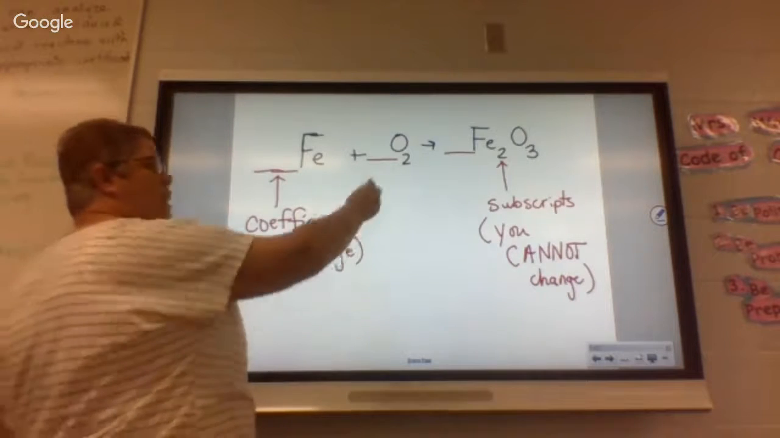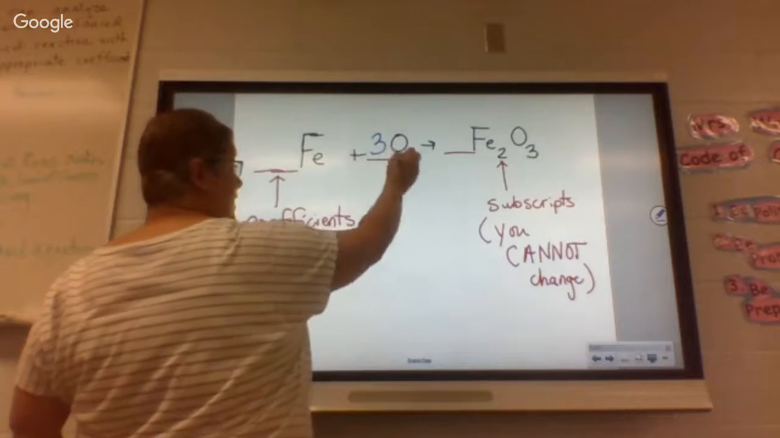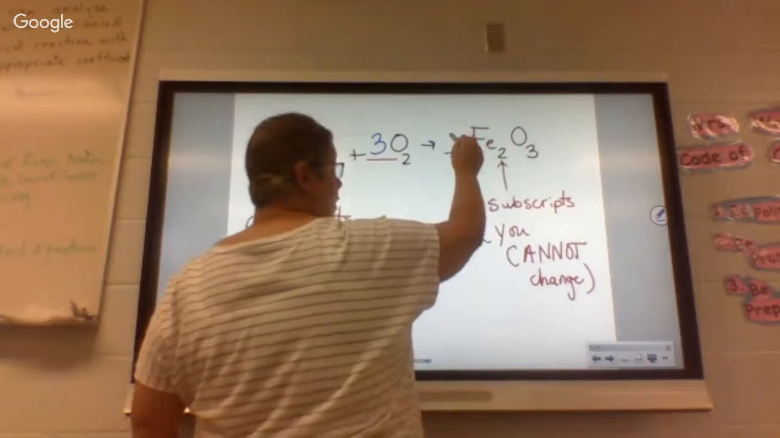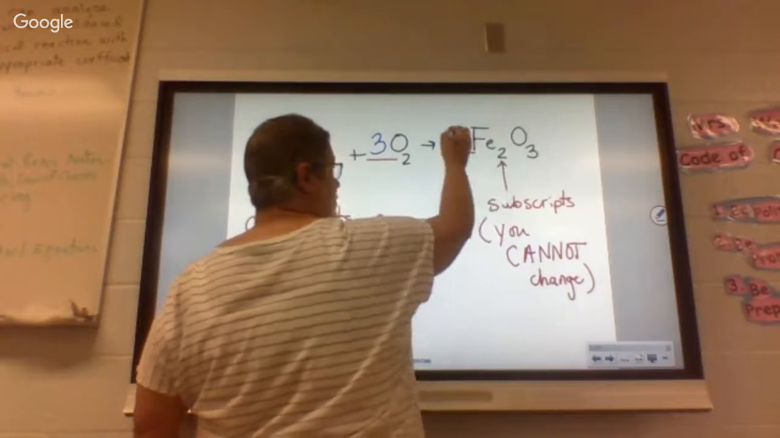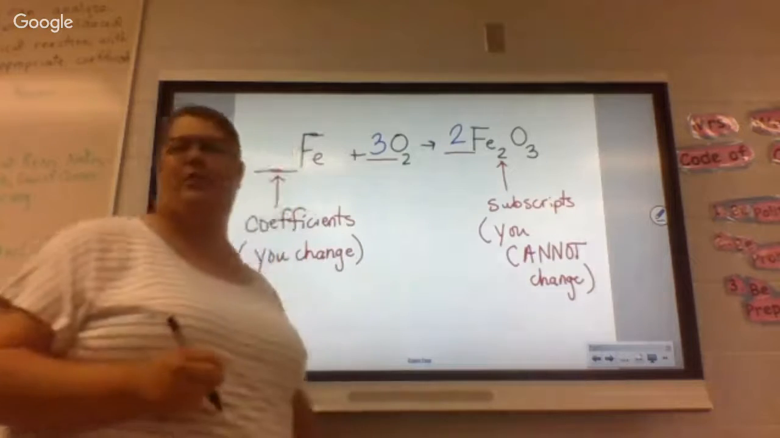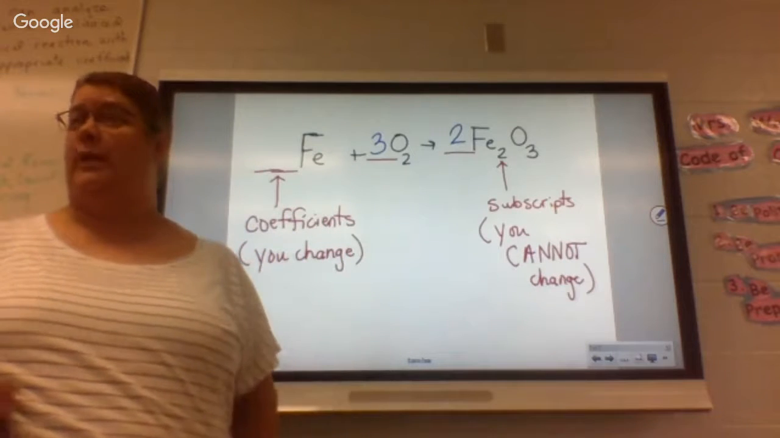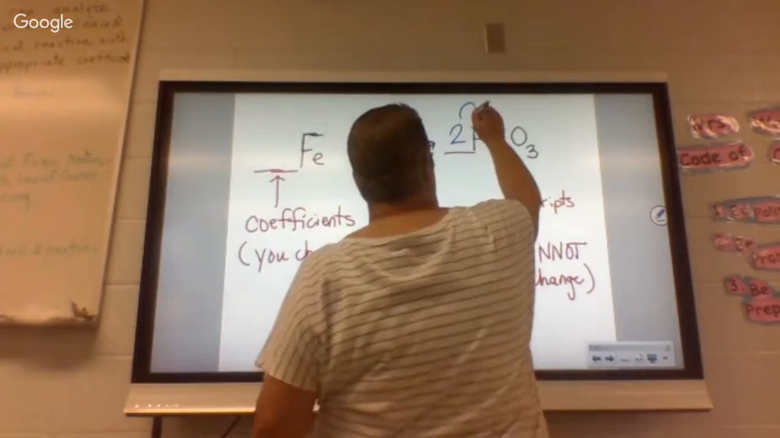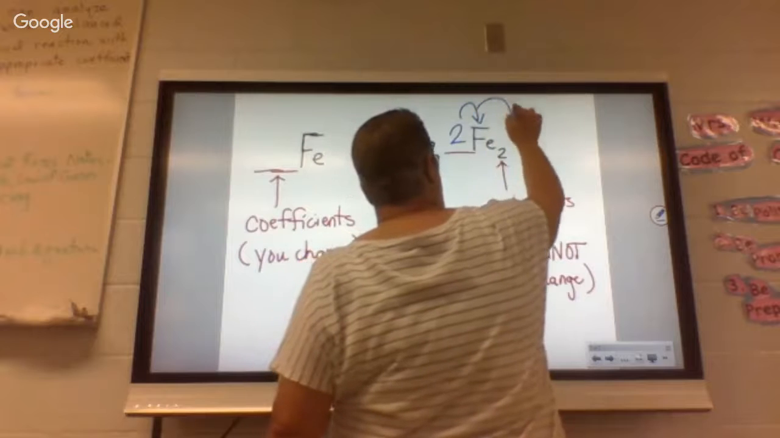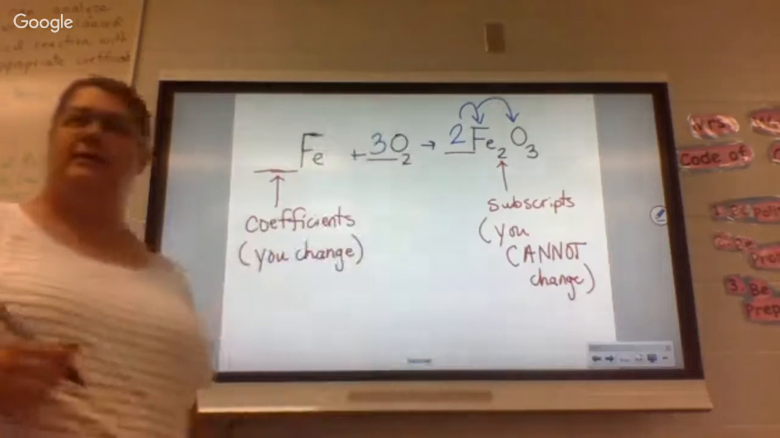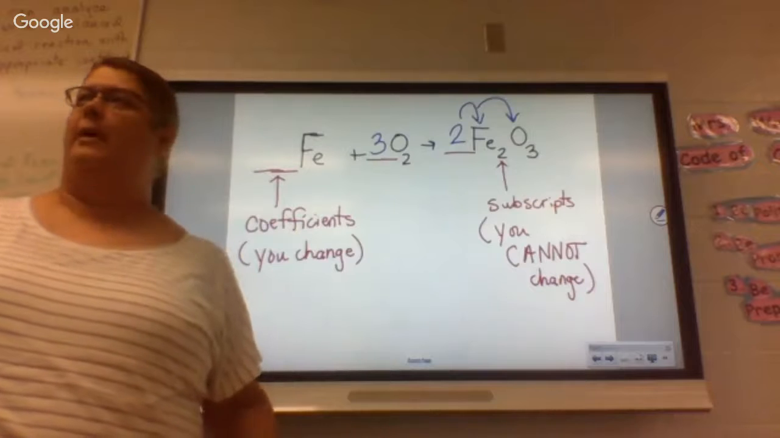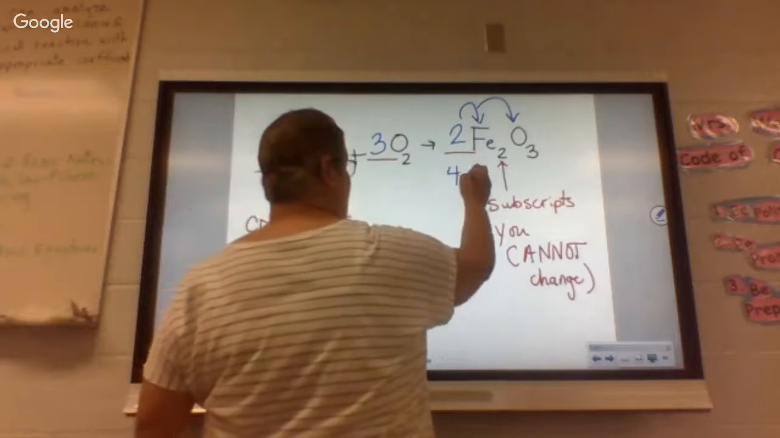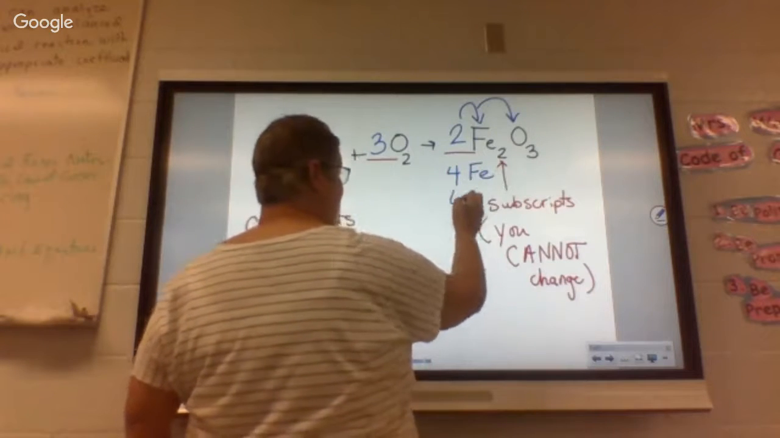6. So how can I get 6 O's right here? 3 times 2 will give me 6 oxygens. So I need 6 oxygens on this side. So what number will I put here to get 6 O's? Now, this works just like math class. When I put that 2 out front, that 2 does what? It distributes. So this 2 goes here, and this 2 goes there. So not only did I make 6 O's, I made how many irons? 4.